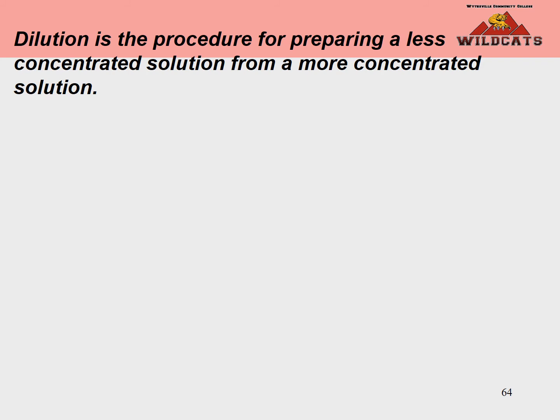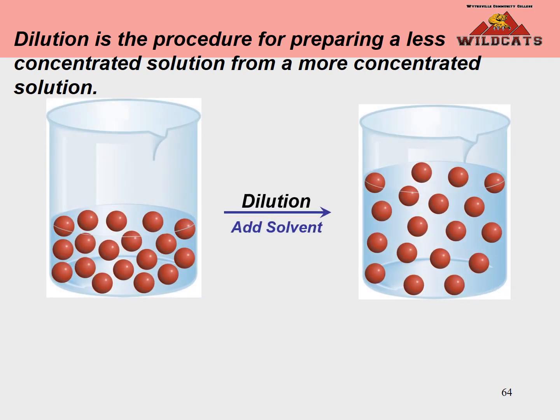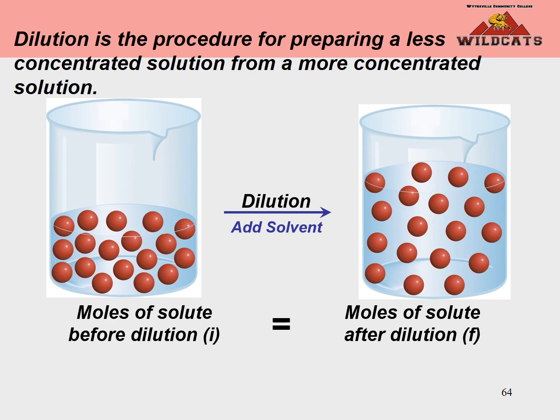Dilution is the procedure for preparing a less concentrated solution from a more concentrated solution. So to diagram that, notice our little red spheres are getting further apart because we're adding more water to this solution. Okay, that solvent's in a greater amount, and now it's going to spread the solute further apart. And so moles of solute before dilution and moles of solute after dilution, initial and final. And we used to use MiVi equals MfVf for initial and final.